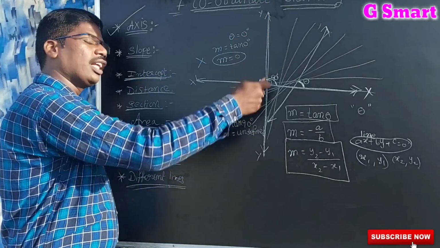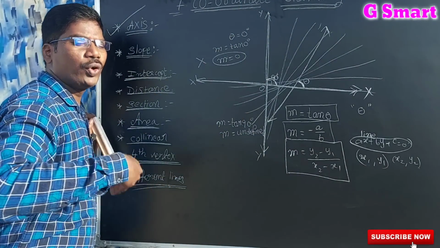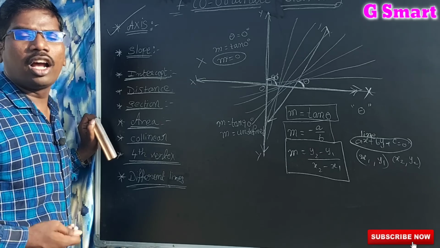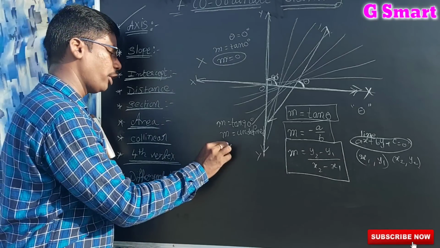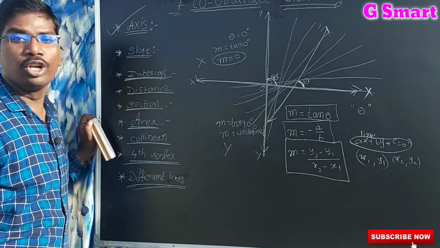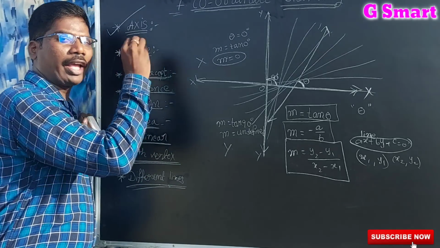So we can say that the slope of the line is equal to the slope of the y-axis, because it is coincident. So the slope of the line is undefined or infinite. The slope of the y-axis is also undefined. So we now got that the slope of the x-axis is 0 and the slope of the y-axis is undefined.